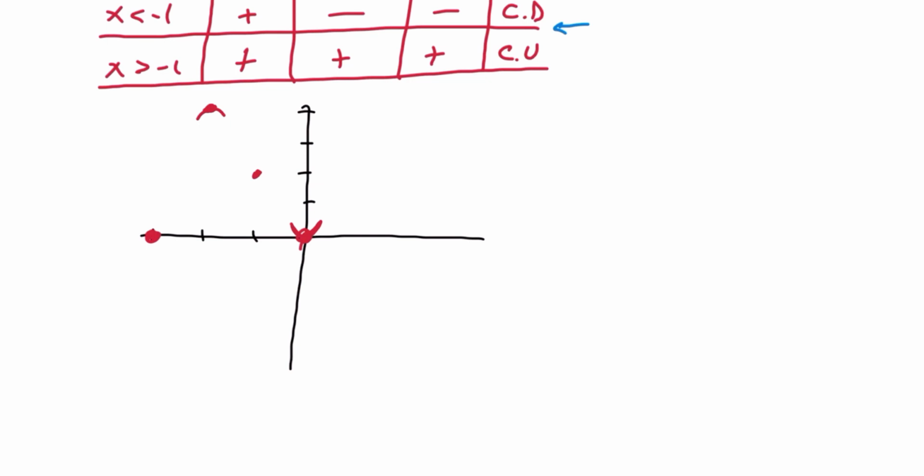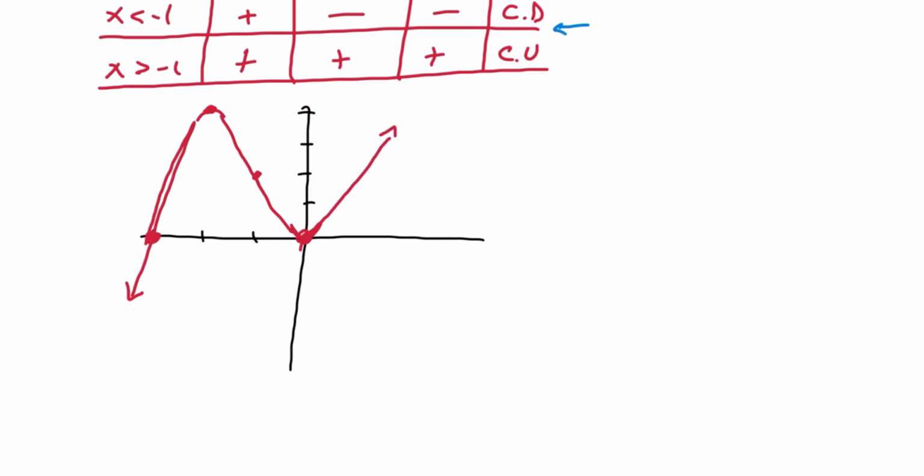Remember, the function is increasing from -infinity to -2. Then it starts decreasing from -2 to 0, and then changes concavity from concave down to concave up at -1, and then starts increasing again. And keep in mind that we can check this in our graphing calculators to make sure our sketch looks somewhat close to the real graph.